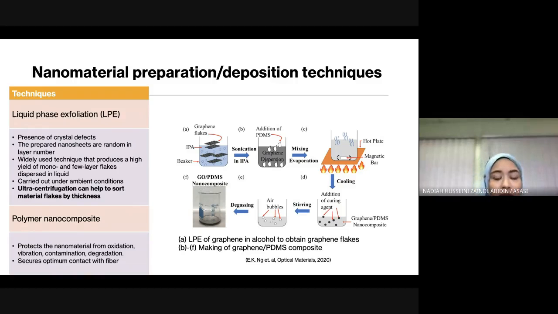And another technique that can be combined with LPE is using ultracentrifugation to help sort out the material flakes by thickness, because again, what you get is random. The author in here also added PDMS to his graphene flakes to make a nanocomposite. He stirred it on a hot plate with a magnetic stirring bar and then added a curing agent.